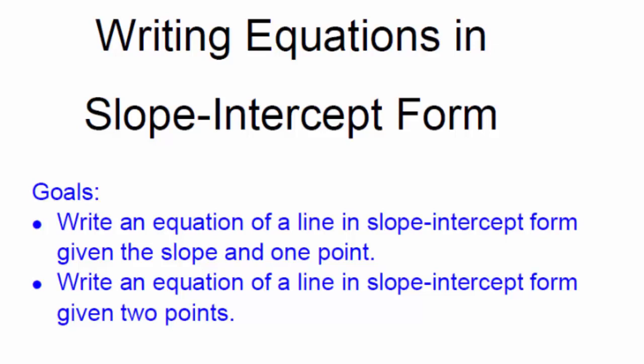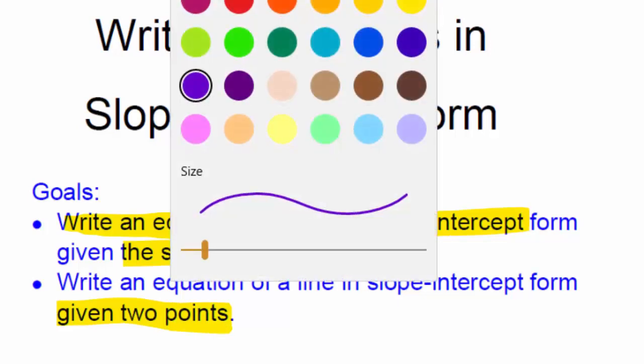Hey guys, welcome back. For this video, we're going to be discussing 5.1, which is writing equations in slope-intercept form. You can see what our goals are. We're going to write an equation in that form, given a slope and 1 point, and we're going to do it again when we're given just 2 points. This should go by pretty quick for some of you. You're probably already familiar with how this works.